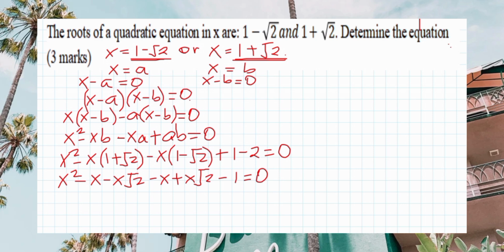Then from there we can put the like terms together. So if we put the like terms together, we have got x squared is all on its own, but we have got negative x minus x, which gives us minus 2x. And then we have got negative x root 2 plus x root 2, which gives us a 0. And then we shall be left with negative 1. And now all this is going to be equals to 0. And so consequently, we can say that the equation that gave us these roots is the equation x squared minus 2x minus 1 is equals to 0.